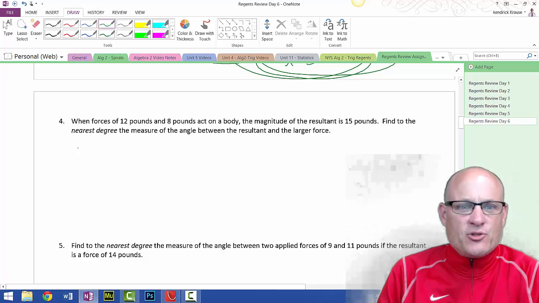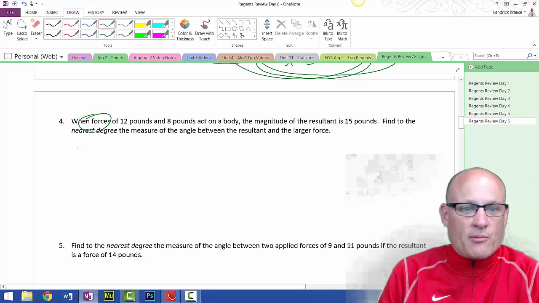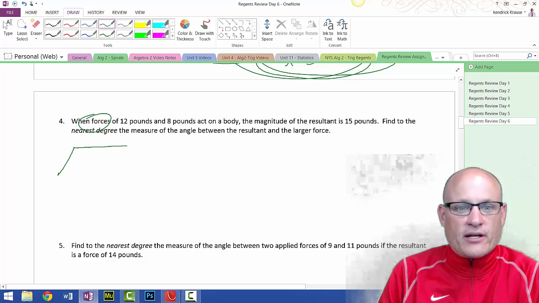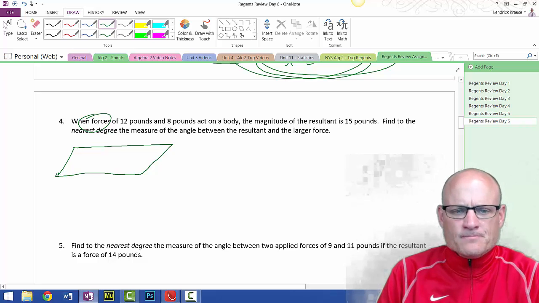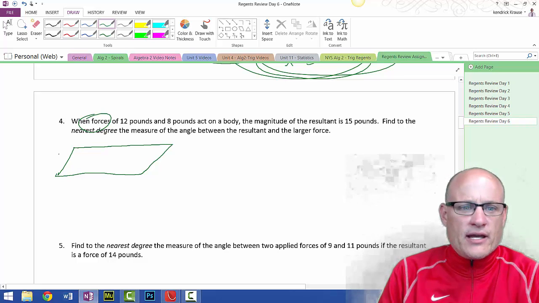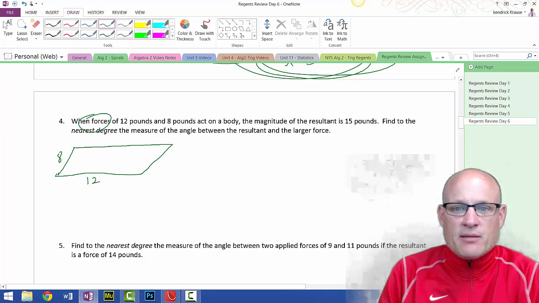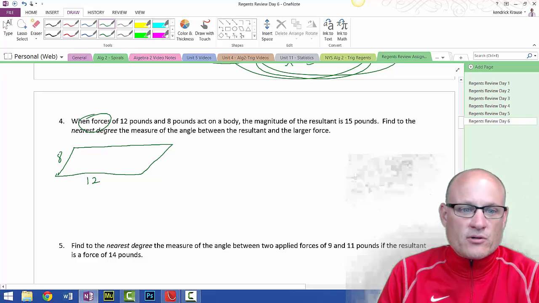All right, you ready? Two forces. Boom. See the word forces. Draw my parallelogram. You guys are going to be amazing parallelogram drawers by the time you're done with this, if you watch the whole thing and you don't skip ahead. When two forces of 12 pounds and 8 pounds act on a body, the magnitude of the resultant is 15 pounds. Oh, we're going to get the resultant.